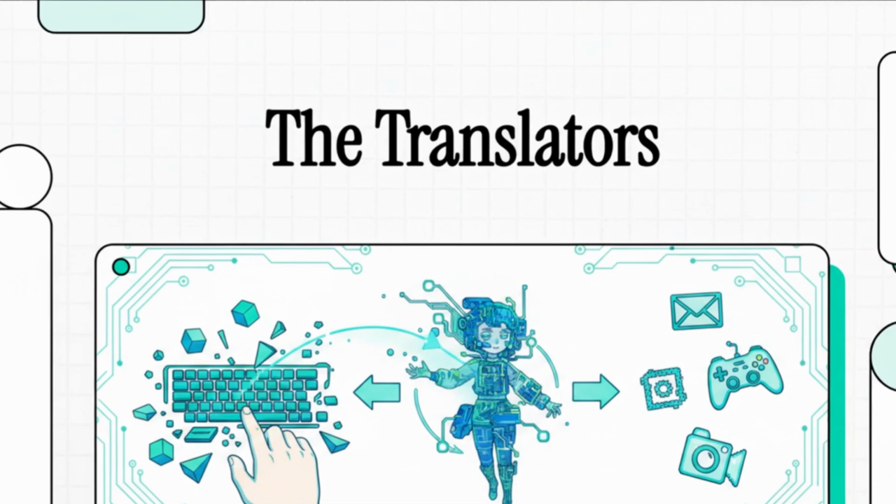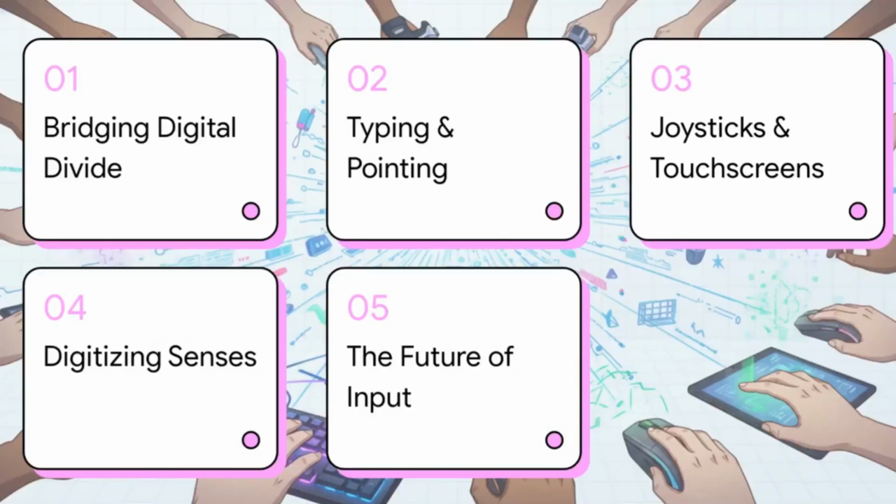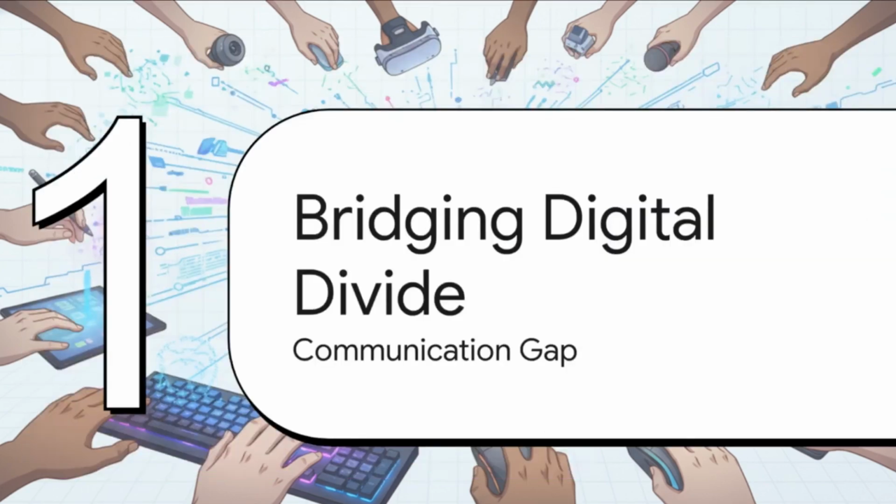the hardware translators. Okay, here's our roadmap for this explainer. We'll be covering bridging the digital divide, the typing and pointing essentials, hands-on control with joysticks and touchscreens, digitizing our audio and visual senses, and finally, we'll wrap up with the future of input. Section 1. Bridging the digital divide and the core problem of communication.